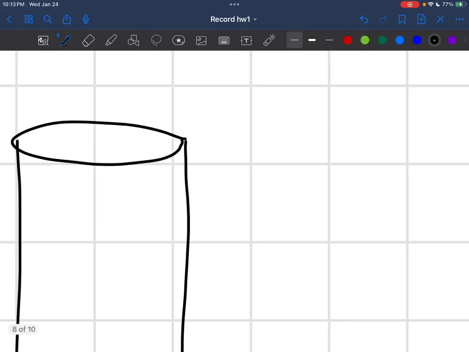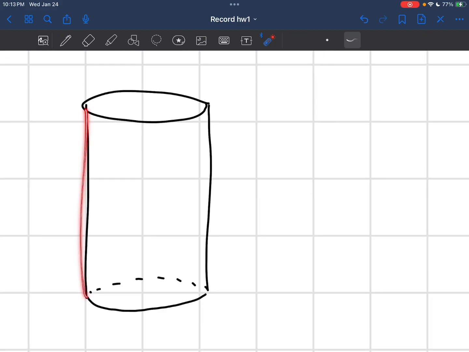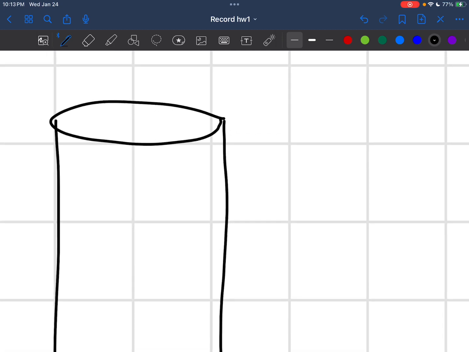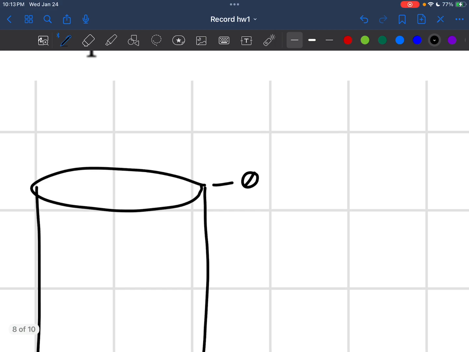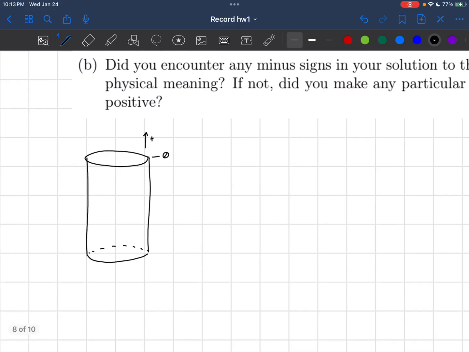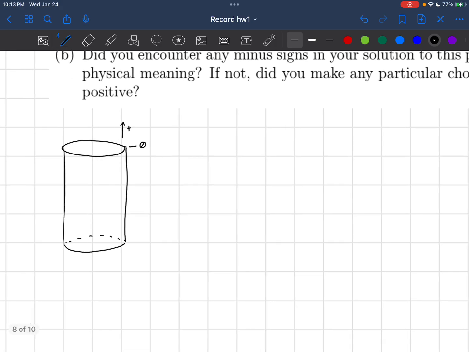Once I have my picture, a beautiful picture of a well, I have to set where 0 is going to be. So I'm going to say that 0 is there, and then I have to set my coordinates. I'm going to say that up is positive. Now that I have my coordinates figured out, I'm going to figure out what variables I know and what I do not know.